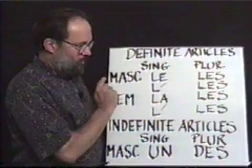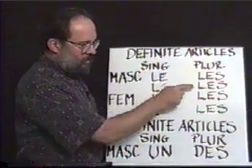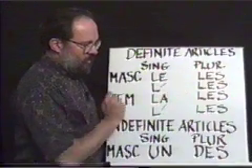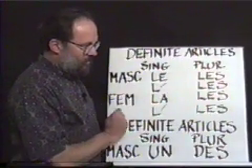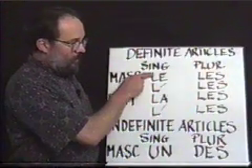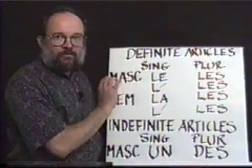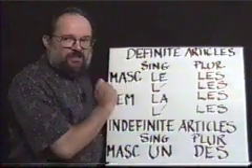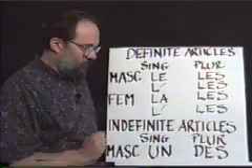Le, L apostrophe, for masculine singular. Les, in both cases, for the masculine plural. La, L apostrophe for the feminine singular, les in both cases for the feminine plural. When do you use le? When do you use L apostrophe? Le is followed by a consonant. L apostrophe is followed by a vowel or a mute H. Same thing goes for the feminine form.